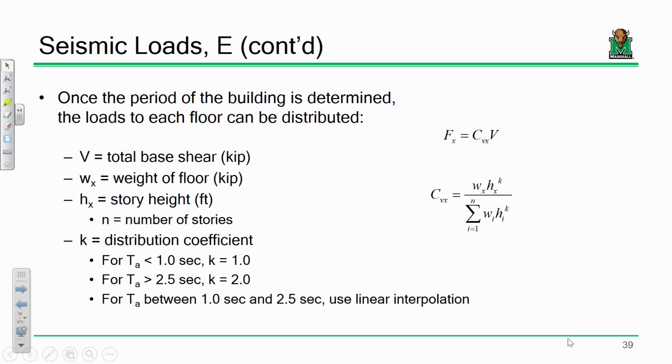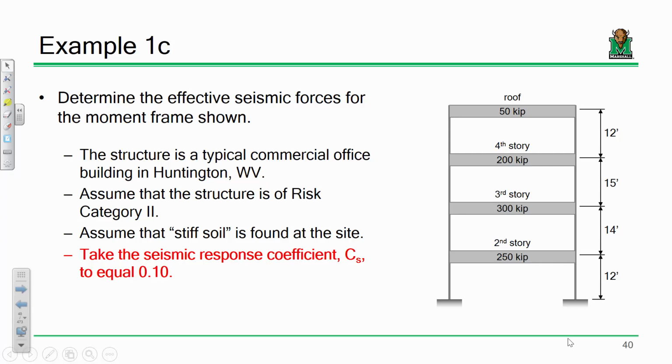Now, what I do want you to know is once you get that acceleration, how do you distribute that throughout the building? It's really, really simple. Basically, you just use this equation here on the bottom. It looks a little nasty, but it really isn't. It's just a function of the weight of each floor, the height of the story, and then this distribution coefficient, and you'll see how that gets applied here in a second. Don't worry, we're going to walk through this in very, very explicit detail.